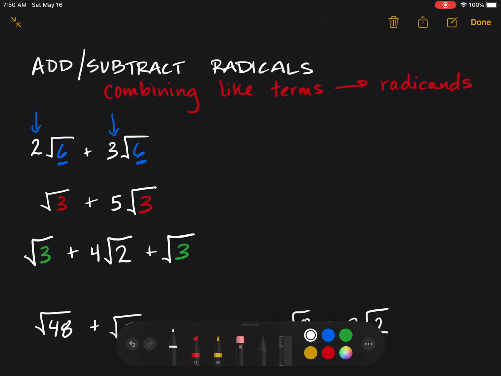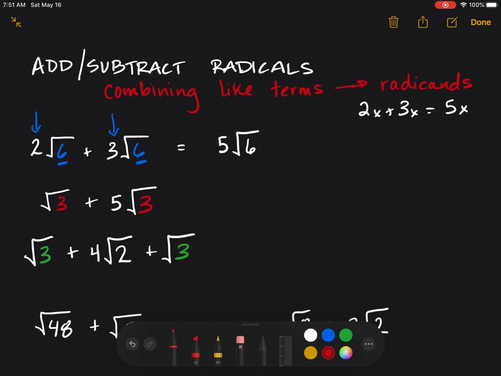You can only combine things that are all apples or all oranges. So in this case, our answer is going to be 2 plus 3 is 5, and then we keep the 6. It's not 12, it's not 36, it's just 6. Okay, it would be just like if you had 2x plus 3x, you would have 5x, right? So same kind of idea here.